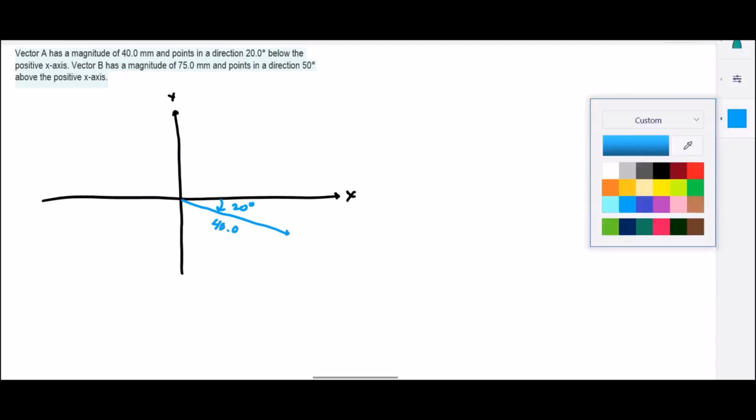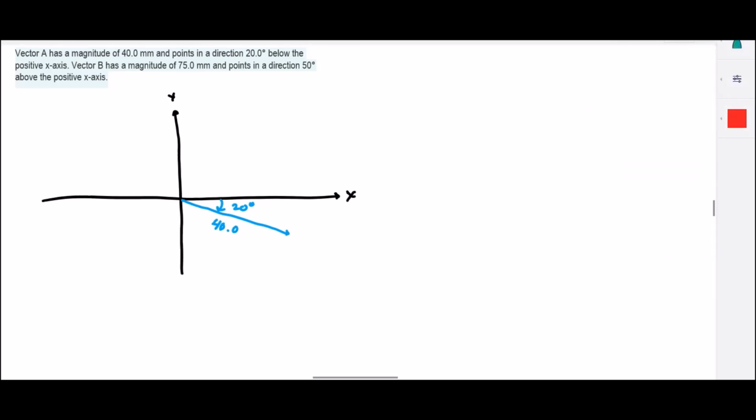That's that fella. Let's say that vector B is red. Red points in a direction 50 degrees above the positive x-axis again, so it's still on this right side. And it's 50 degrees. I'm going to eyeball that. There-ish. That might be more like 60, but there. And it's 75, so it's almost double the blue one. So I'm sure I made more room. That looks pretty okay. So this is 50. And this is 75. All right, so I've drawn my two vectors.